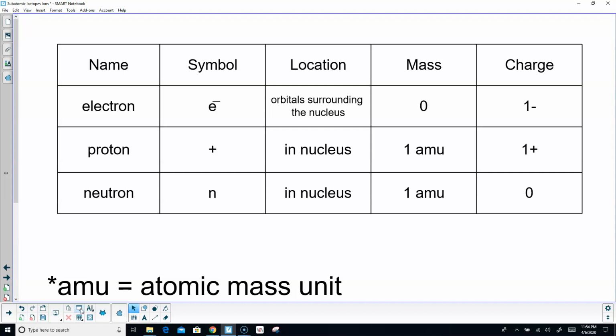And then finally, the last subatomic particle is the neutron. They are symbolized with a lowercase n. They're also found in the nucleus. They also have a mass of 1, but what's different, they have no charge. That's why they have their name, neutron. Neutrons are neutral, no charge. So these same three particles make up everything.